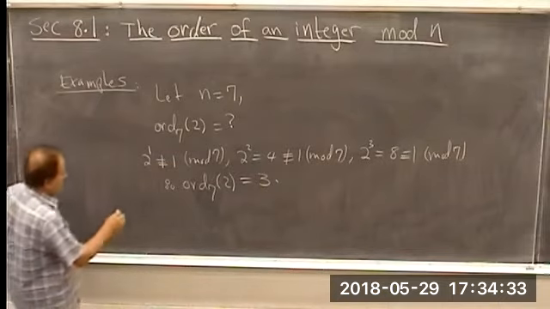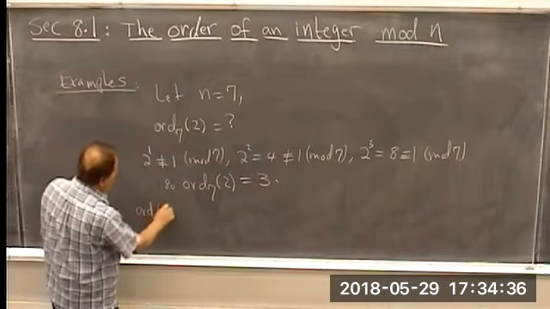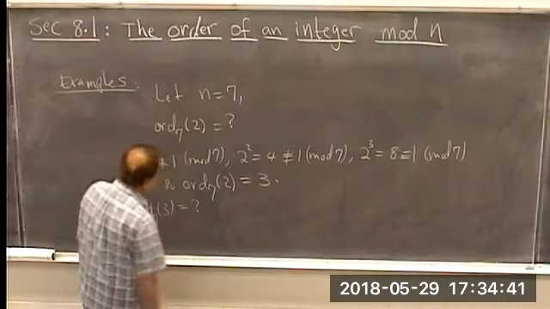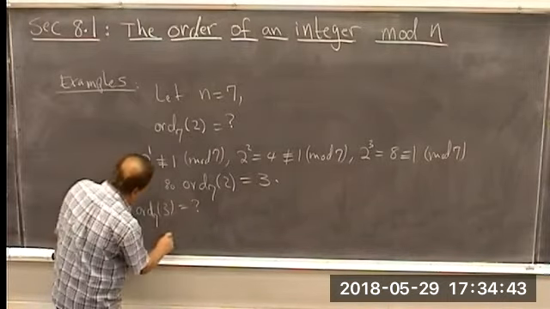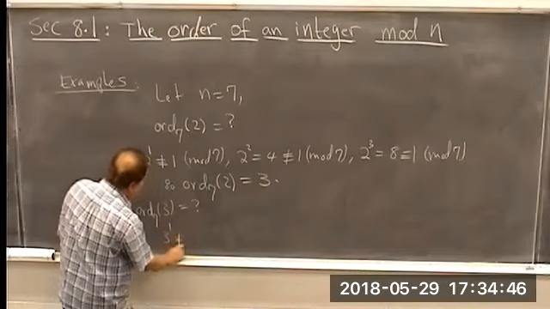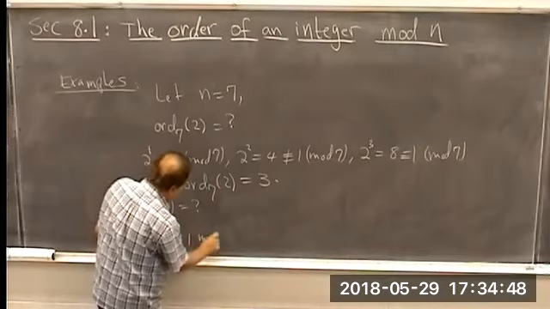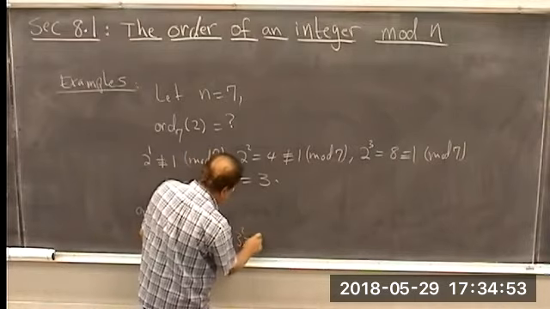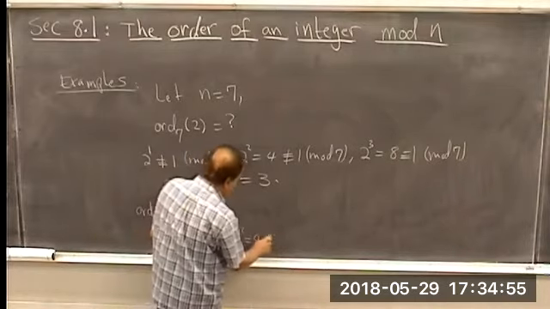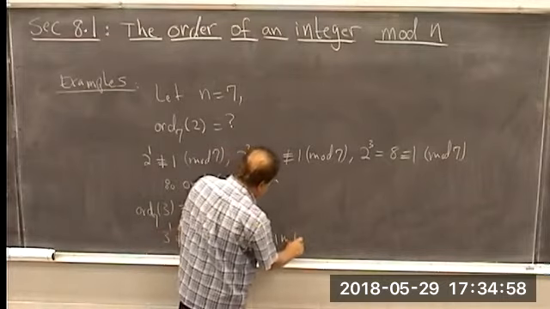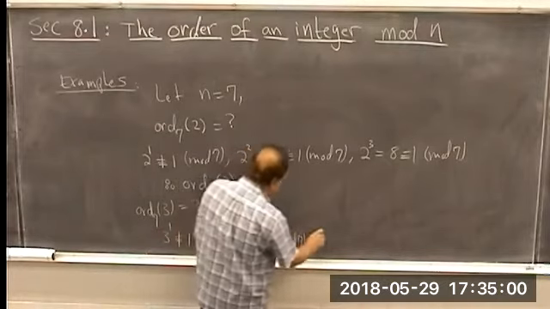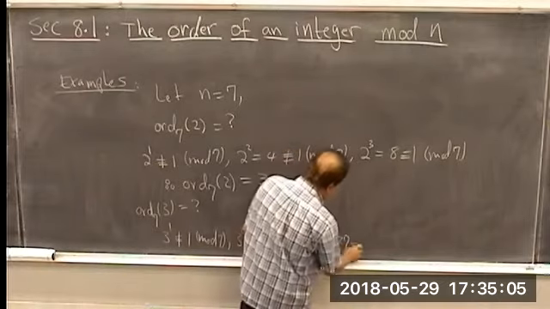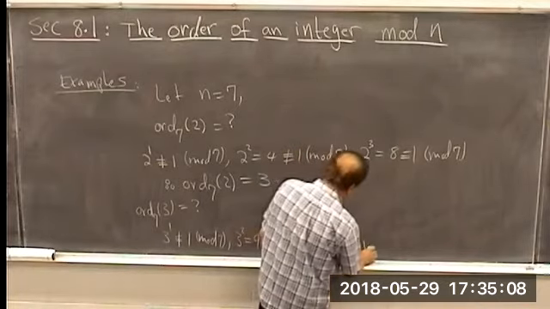Let's consider the order of 3 mod 7. What is this equal to? In this case, again, 3 to the 1 is not congruent to 1 mod 7, and then 3 squared is 9, still not congruent to 1 mod 7. 3 to the third is 27, and again, subtract 1 from this, it is not going to be divisible by 7.